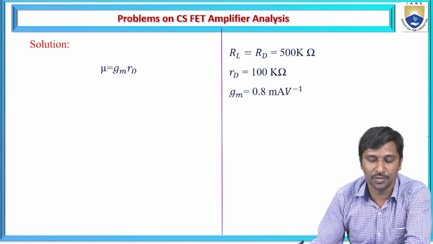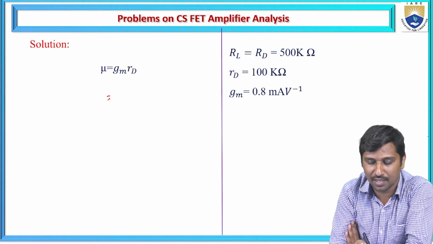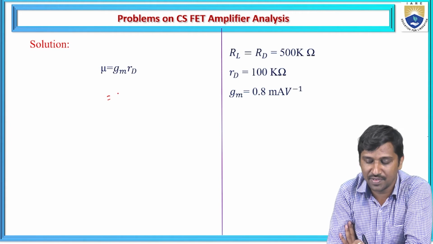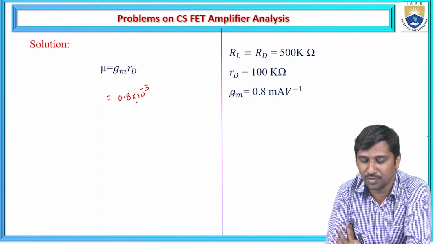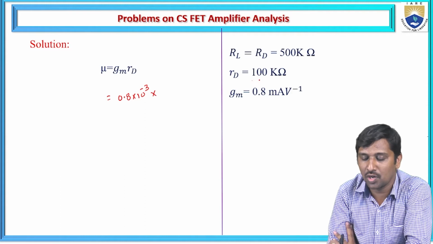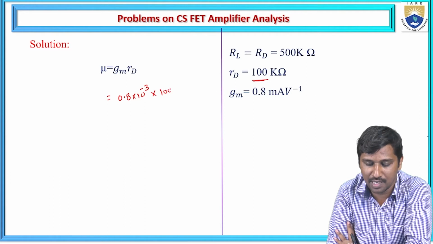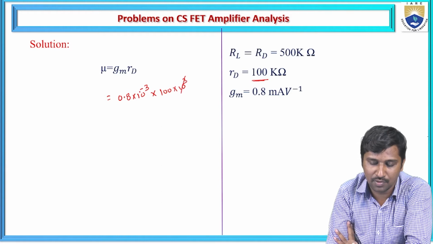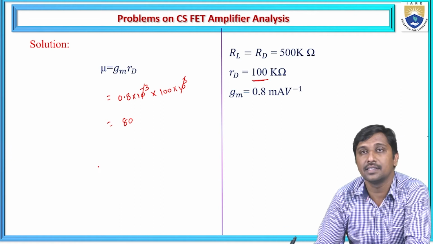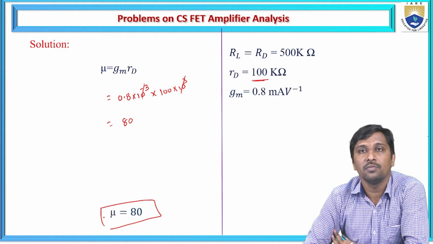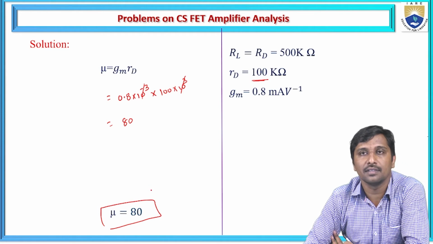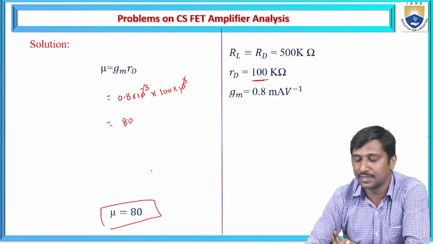Now I am going to calculate the amplification factor. gm is 0.8 milliampere per volt, which is 0.8 into 10 to the power of minus 3, and the small rd is 100 kilo ohms, which is 100 into 10 to the power of 3. The 10 to the power of 3 and 10 to the power of minus 3 cancel. Hence the amplification factor is 80. Now we substitute this amplification factor in the voltage gain.